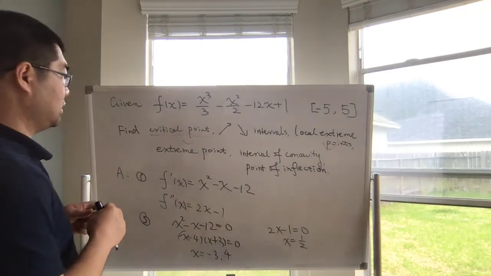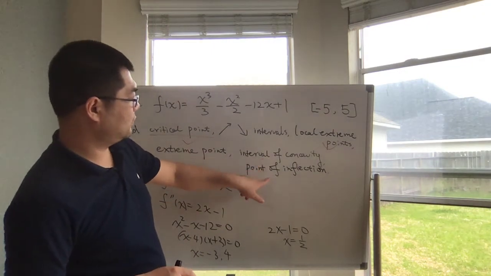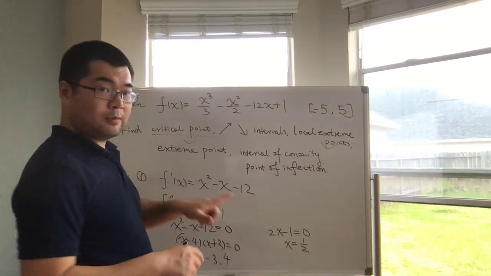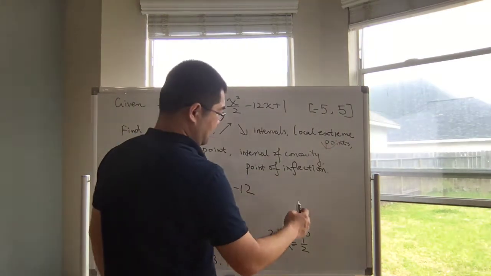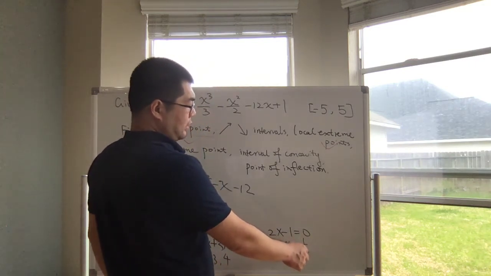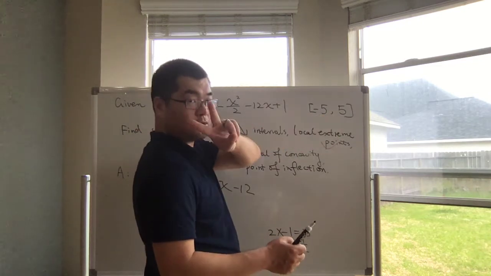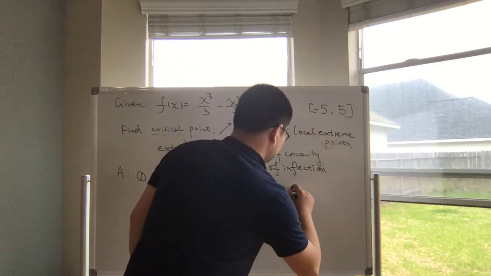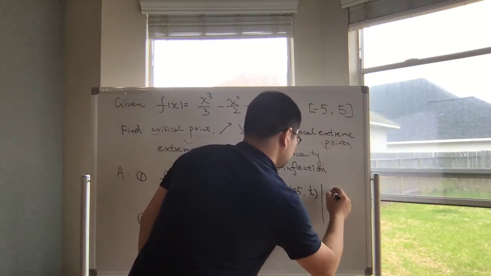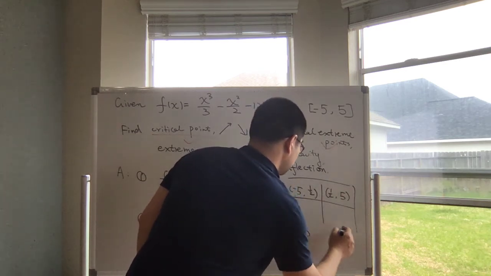And let's see, we can also easily tackle the interval of concavity and point of inflection, right? We have a little bit more space here, maybe we can work on that. Now you see that this 1/2 splits my closed interval -5 to 5 into 2 parts, right? The first one is -5 to 1/2. The other one is 1/2 to 5. Okay, so those are the intervals here.